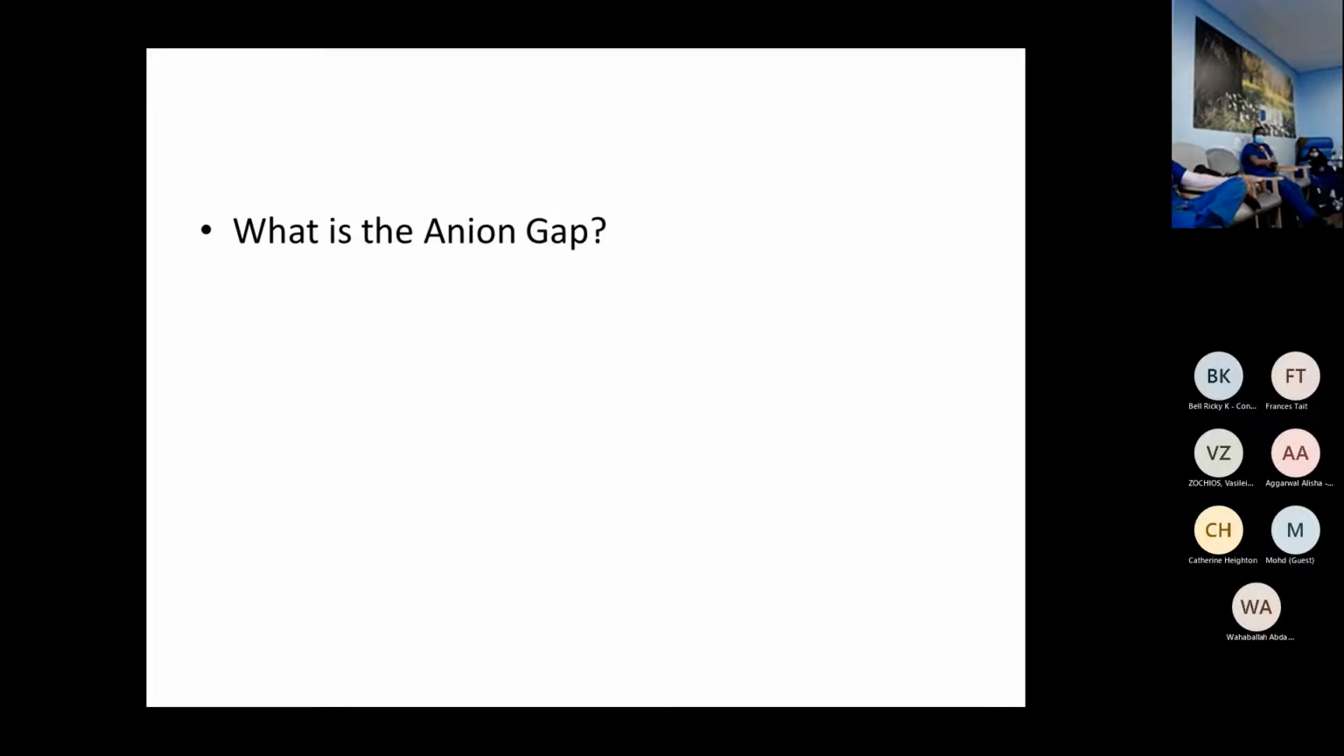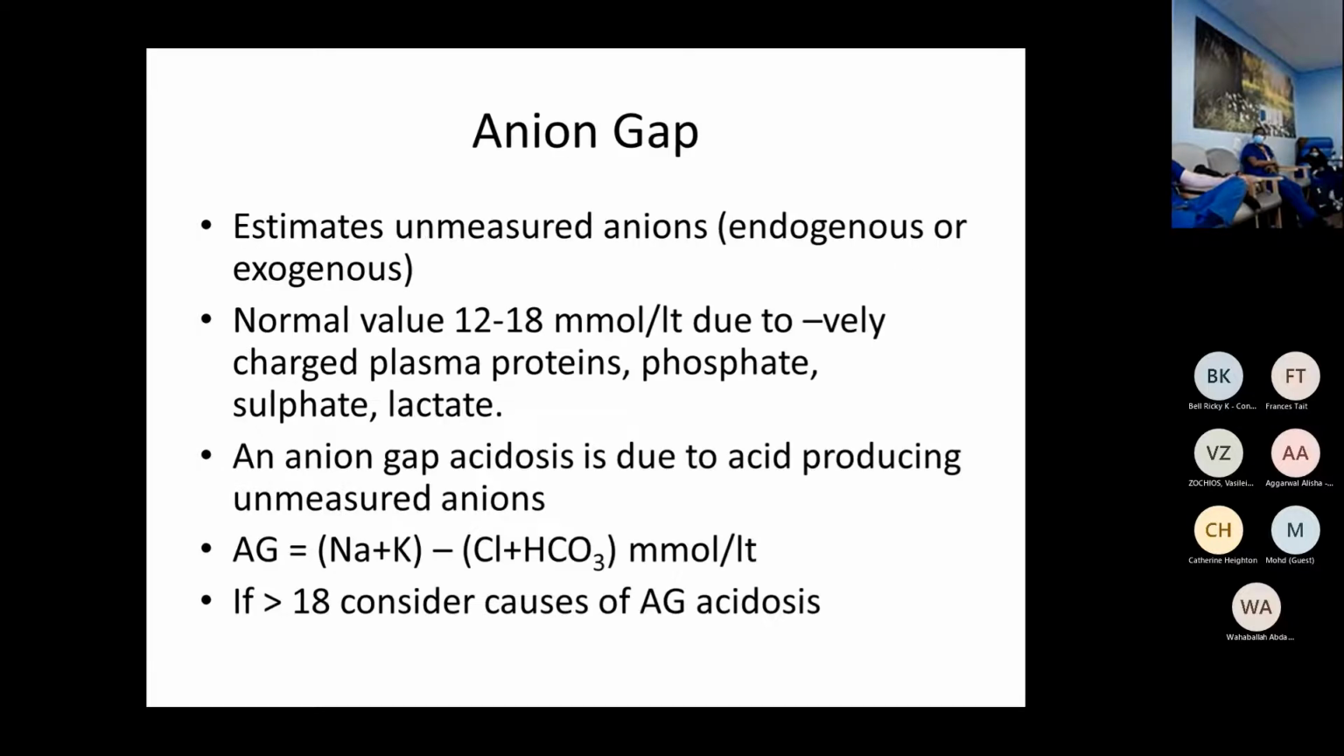There's a gap in anions. So where are they? What are they? It's the unmeasured anions, isn't it? We've already agreed there's far more elements contributing to actual plasma pH than simply CO2, carbonic acid, bicarbonate, and hydrogen ions, and the effect of the lungs and the kidneys on those. So there are other things we know we don't measure, and we've talked about some of them. So it's unmeasured ions from other weak acids that we're not thinking about on a daily basis. So it estimates the unmeasured anions.